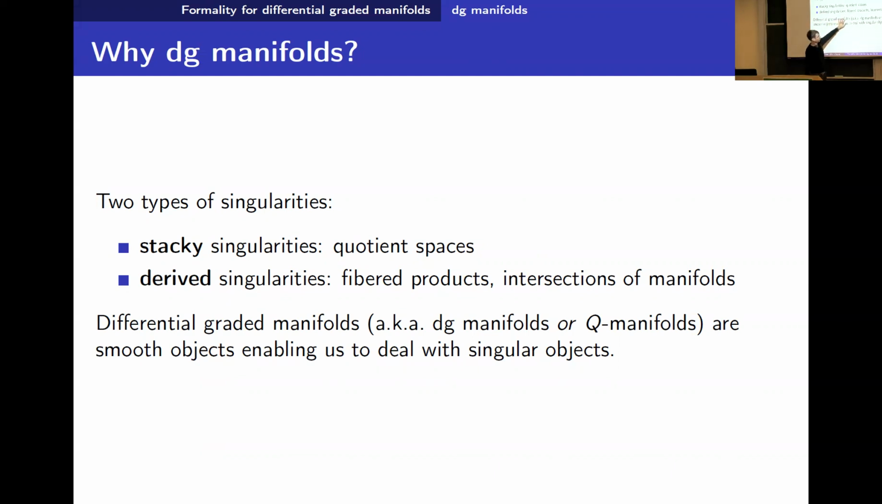So the reason why we are interested in DG manifolds is that differential graded manifolds, or DG manifolds, sometimes also called Q manifolds, are smooth objects that enable us to deal with singular objects. When we do geometry, we are naturally led to consider singular geometric objects. And those objects can be singular in two ways: in the stacky way, which is what you get when you deal with badly behaved quotients, or you also have derived types of singularities, which are the types of singularities that you get when you try to form fiber products, like intersections of manifolds.